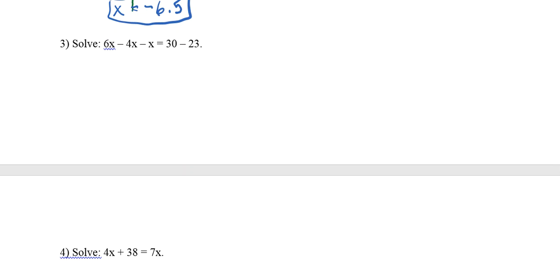Now this one has like terms on one side, so actually we're going to go ahead and combine like terms before we do any movement. So I have 6x minus 4x, that's 2x. 2x minus x is actually just an x. 30 minus 23 gives me 7. So by combining like terms, I ended up with a very simple expression that I actually have nothing else to do. x equals 7.